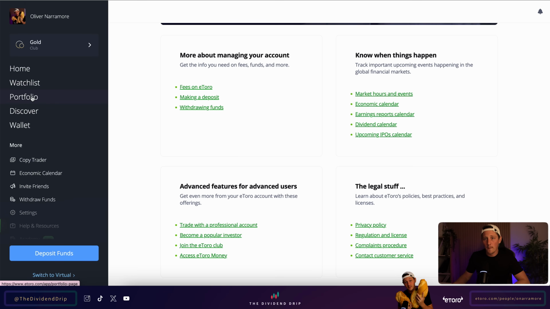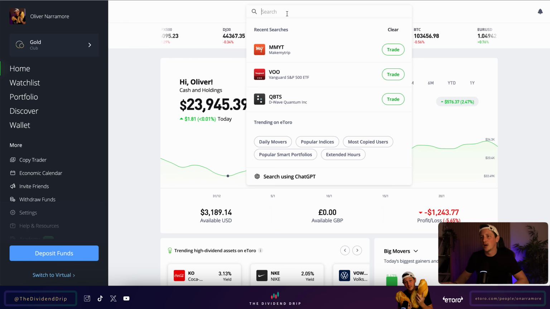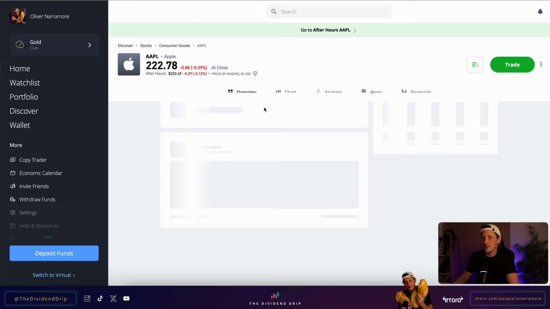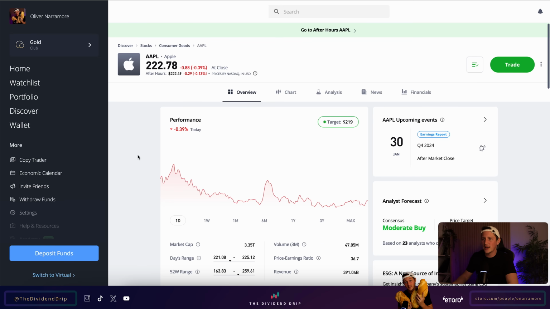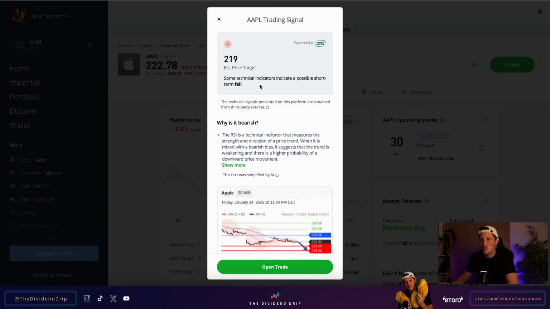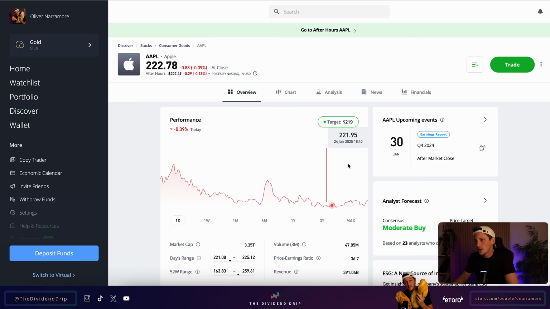Let's move to buying a stock. Okay, so let's put in Apple, what we said at the beginning. Let's play around with Apple. Here you go. Hello, Apple. How are you? Okay, so here we got Apple and the chart and the market cap and everything you need. The upcoming events on the right-hand side. Their price target is 219. Ooh, down. Interesting. Keep an eye on that, everyone.